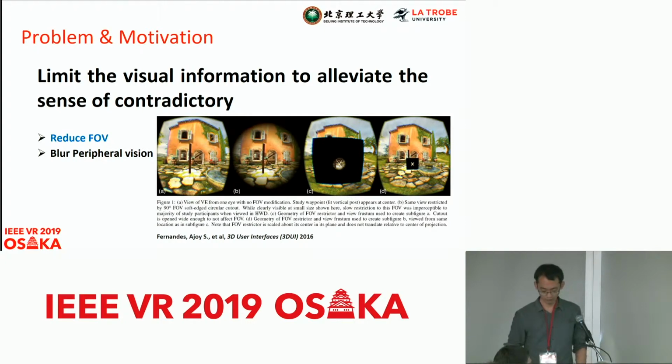As we know, visually induced motion sickness is caused by the visual-vestibular conflict. The optimization methods mainly focus on reducing the cognitive conflict or intervening in human factors. The most commonly used vision-related method is limiting the vision information captured by the peripheral vision area to alleviate the sense of contradiction. We can achieve this by reducing the field of view and blurring the visual information captured by the peripheral vision.